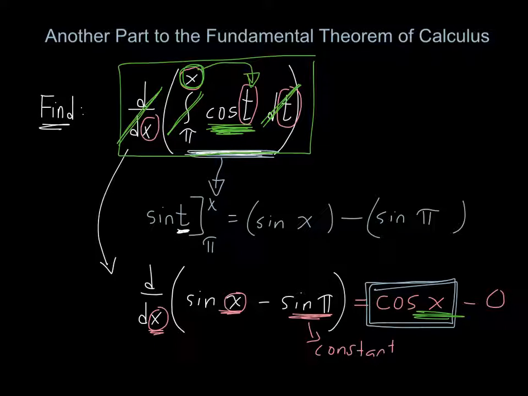Notice how the upper bound is a variable and the lower bound is a constant. So let's just make note of it. The upper bound here is a variable, and this lower bound is a constant. So that's going to lead into what we call another part of the fundamental theorem of calculus. One is called part 1, the other one's called part 2. It doesn't matter which part number they are. They're both affiliated with what we call the fundamental theorem of calculus.